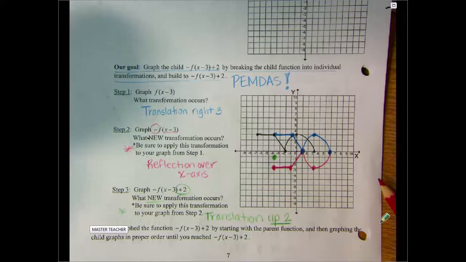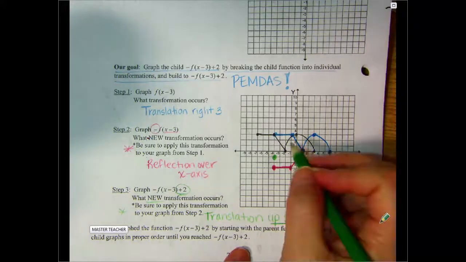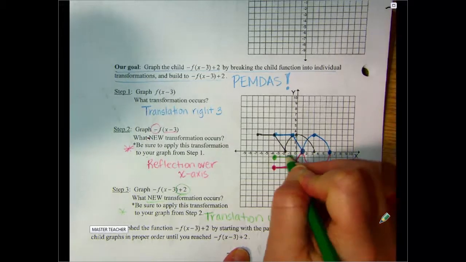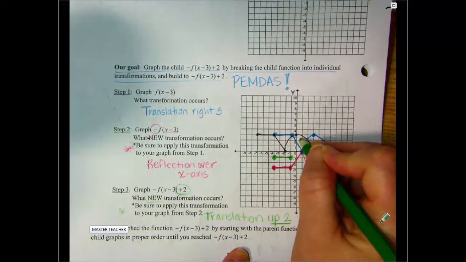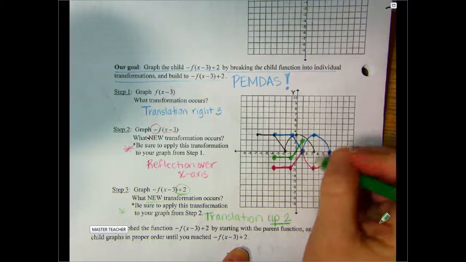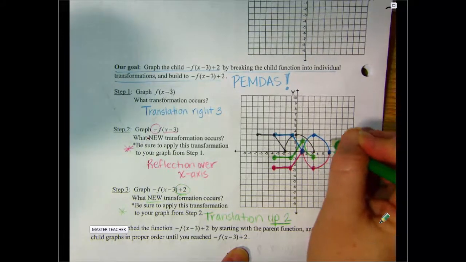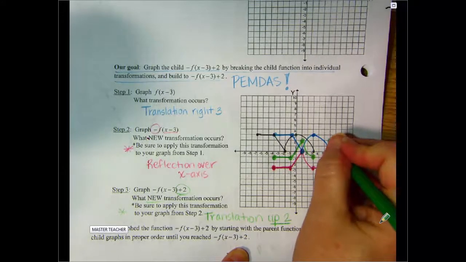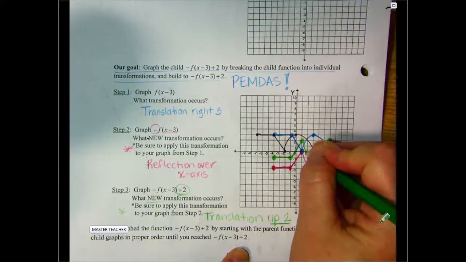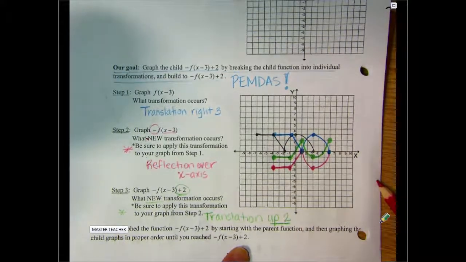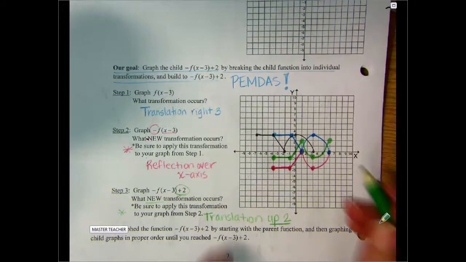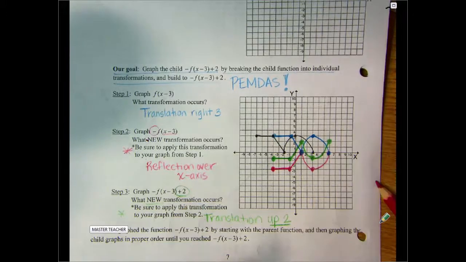So I take all my points on my original pink graph and I move them all up 2 units. And again, we're not changing shape or size. We're just translating. So make sure you've drawn it in the right shape. And there you go. By knowing your transformations, you can take any function and find its child graph by following PEMDAS and the rules for transformations.